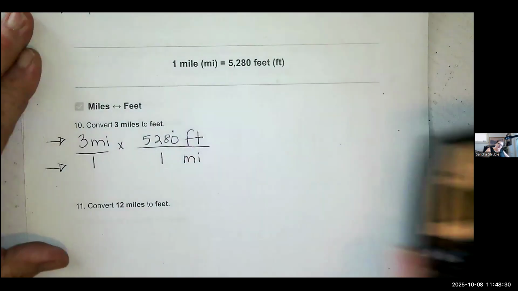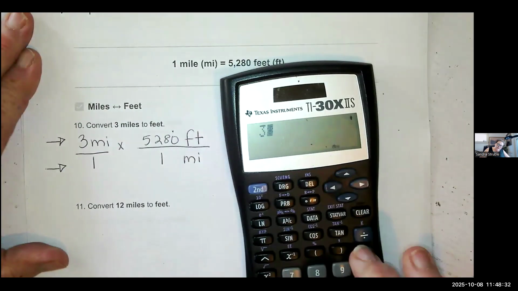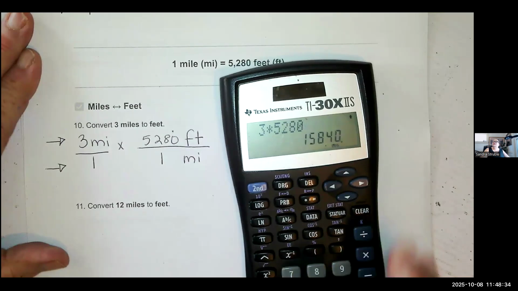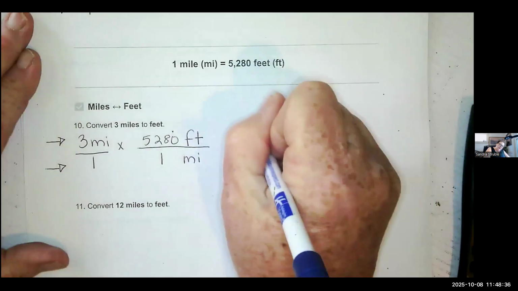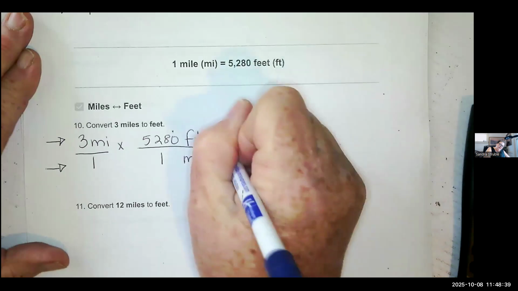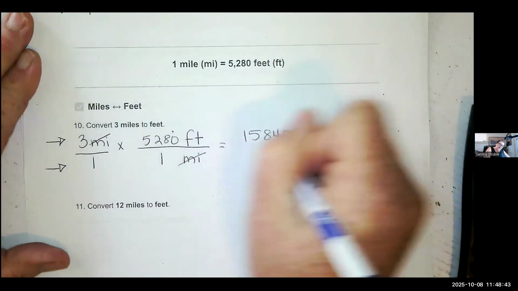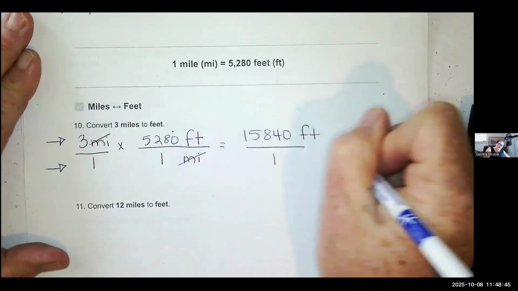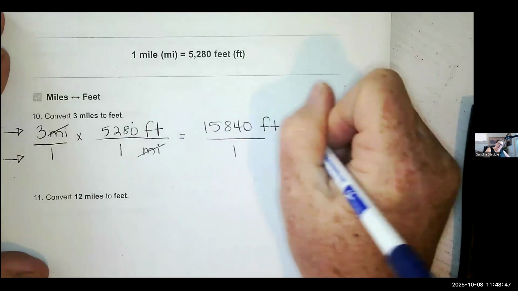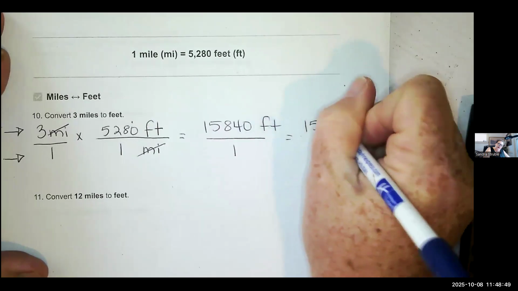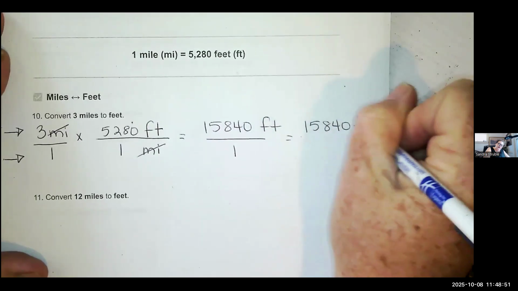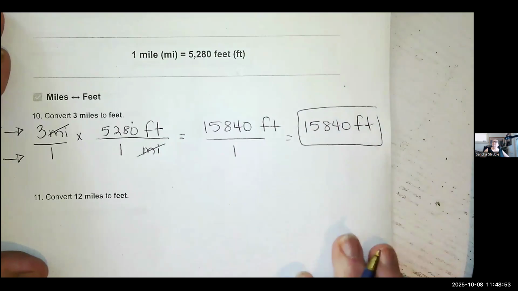3 times 5,280 is 15,840. My miles are reduced, and I'm left with feet over 1 times 1 is 1. And then let's just reduce this by dividing and getting 15,840 feet is equivalent to 3 miles.